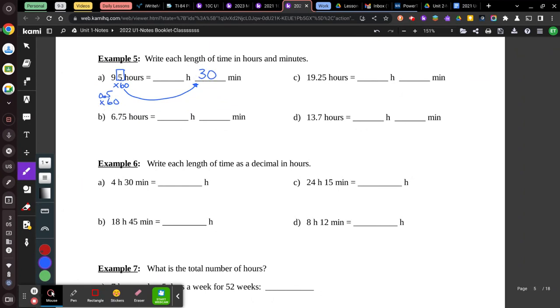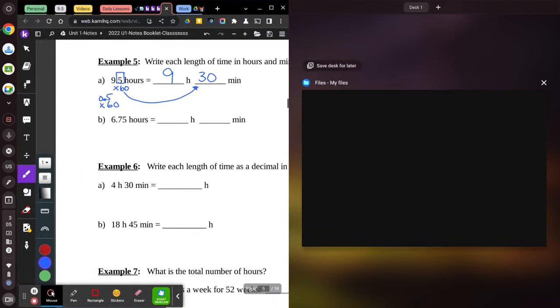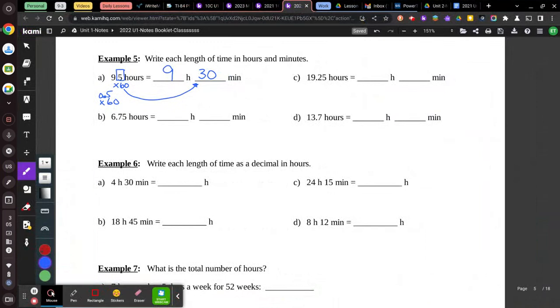So you keep the decimal, and my 9 would be my hours. Looking down at B, we're going to have 6 as my hours, and now I would go 0.75 times 60, or I would look at my clock, and I would say that that is 45 minutes. 0.25 of an hour, I would have my 0.25 times 60, and that's going to give me 15 minutes and 1900 hours.